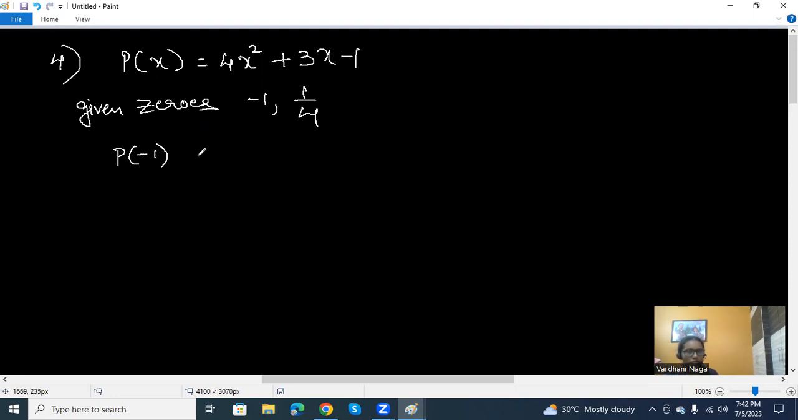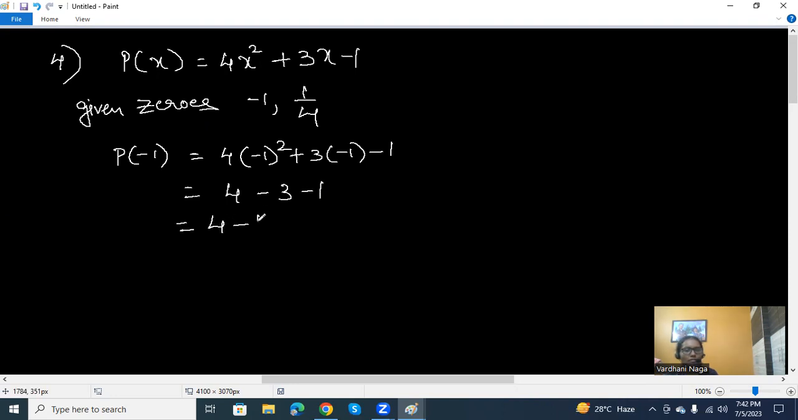P of minus 1 is 4 into minus 1 whole square plus 3 into minus 1 minus 1. 1 square is 1, so 4 plus 3 into minus 1 is minus 3, minus 1. So 4 minus 4 is 0. Therefore, minus 1 is a zero of p of x.